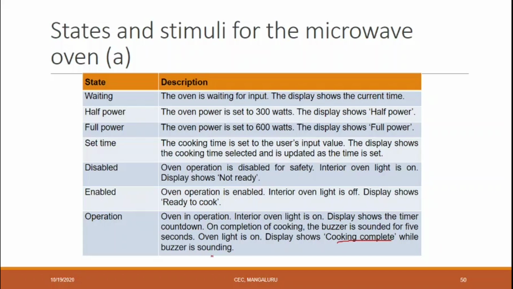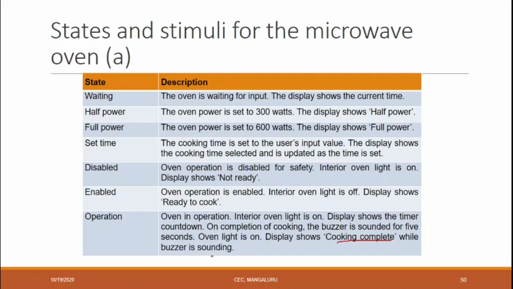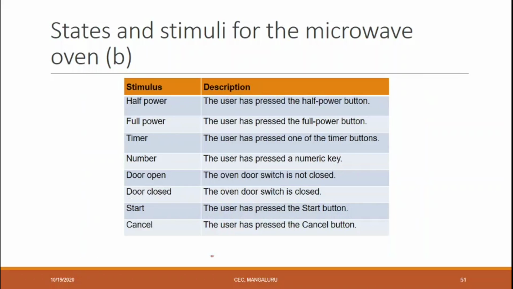So this is what actually performs the operation: by setting the diagram and giving this information to the software implementation team, they start working on the coding part of the requirement as well as the customer requirement. So this is another tabular column.